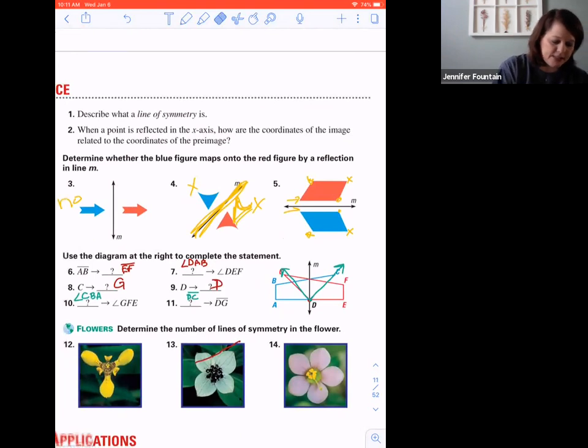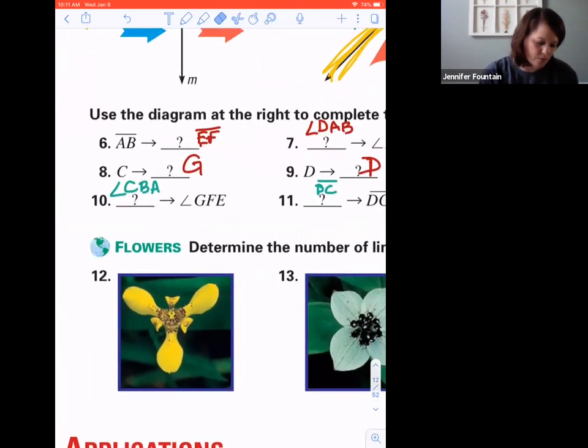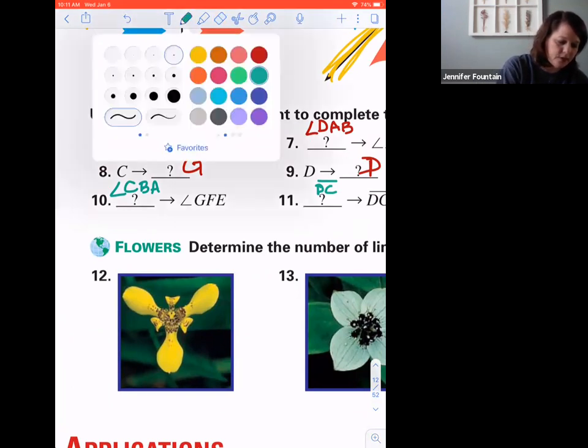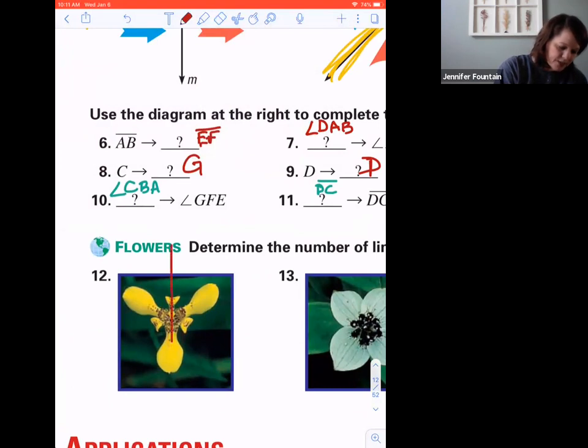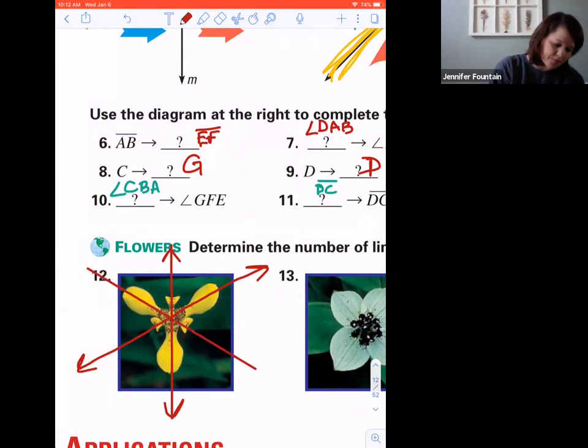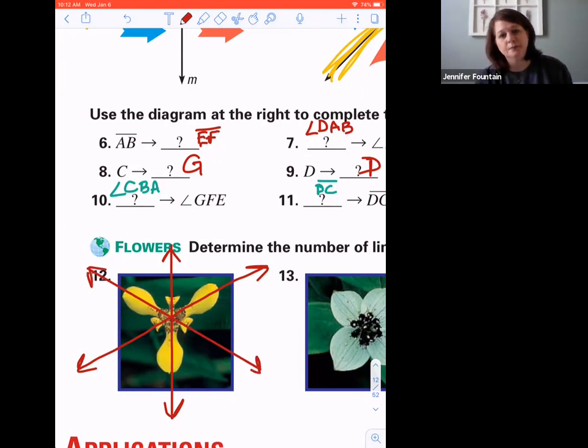All right, and now we're looking at our lines of symmetry and our flowers. Look at number 12. Determine the number of lines of symmetry. Notice that if I had a line going straight through that way, I've got a mirror image. If I had one going straight through that way, I've got another one. And then straight through that way, I have another one. So I can see my 3 lines of symmetry.